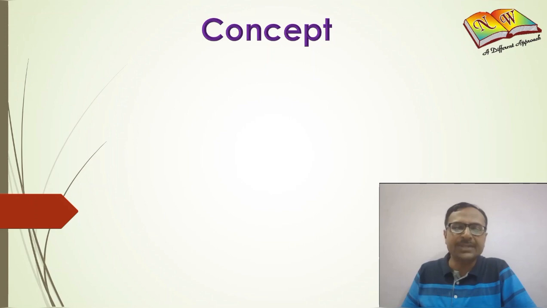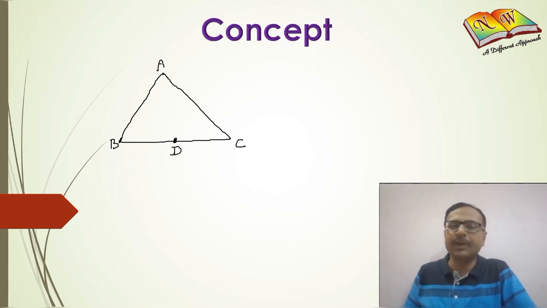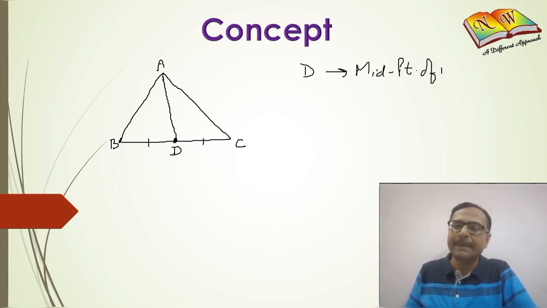If you draw any triangle, let's call this triangle ABC. Take the midpoint of any side, say BC. D is the midpoint of BC, and join it with the opposite vertex. This line AD is known as the median. So D has to be the midpoint of BC, and this line AD is known as the median.